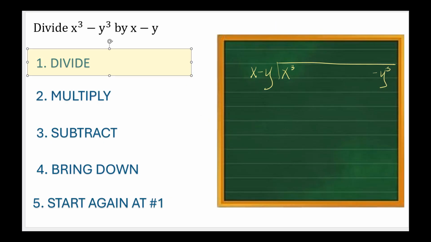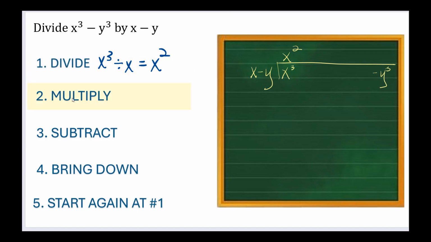Okay, we're going to do one more. X cubed minus y cubed divided by x minus y. We're going to set it up exactly the same way, and we're going to do it exactly the same way. We're just going to worry about x when we do the division part, and everything will work out. So the first thing we're going to do is divide x into x cubed. So x cubed divided by x is equal to x squared. That's our division part, and we're going to put that x squared up in our quotient right there.